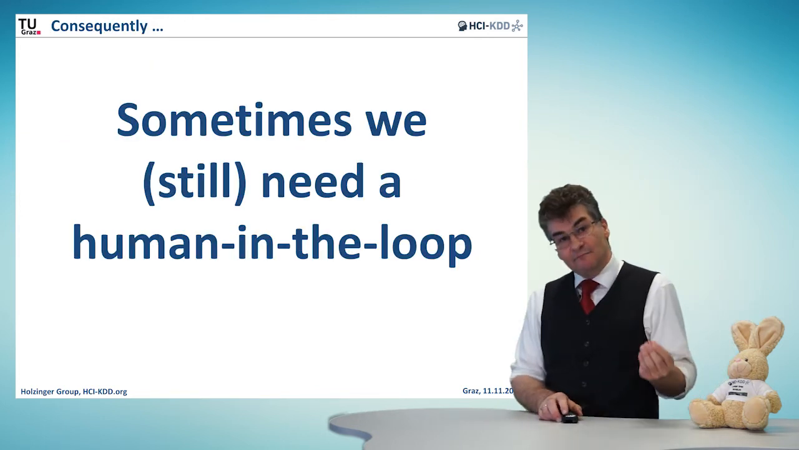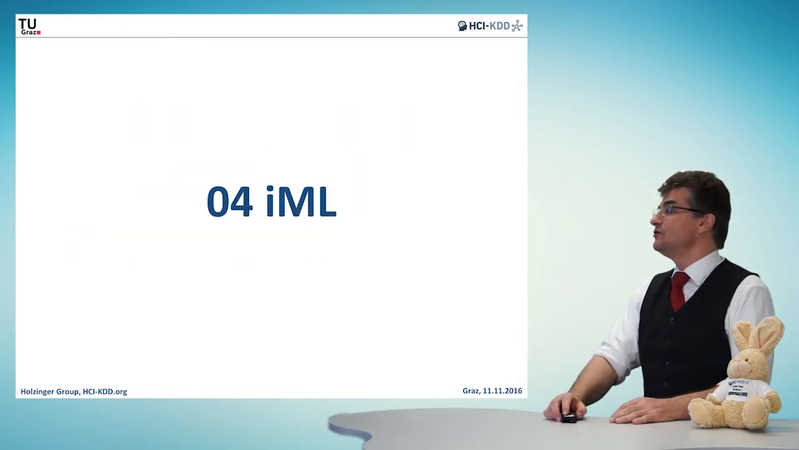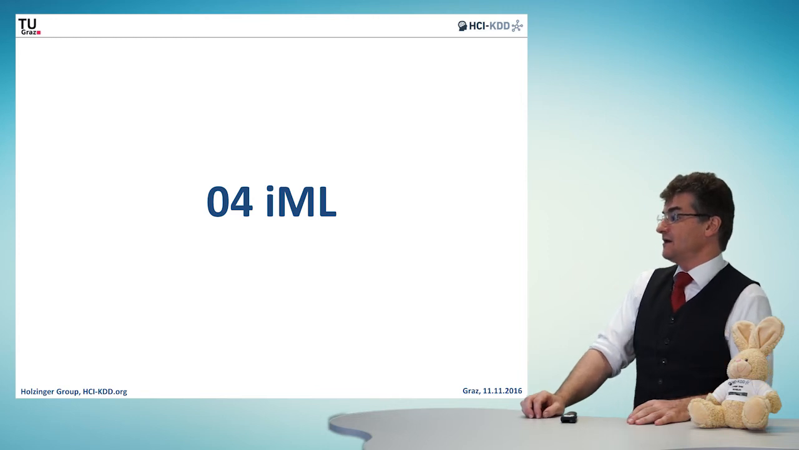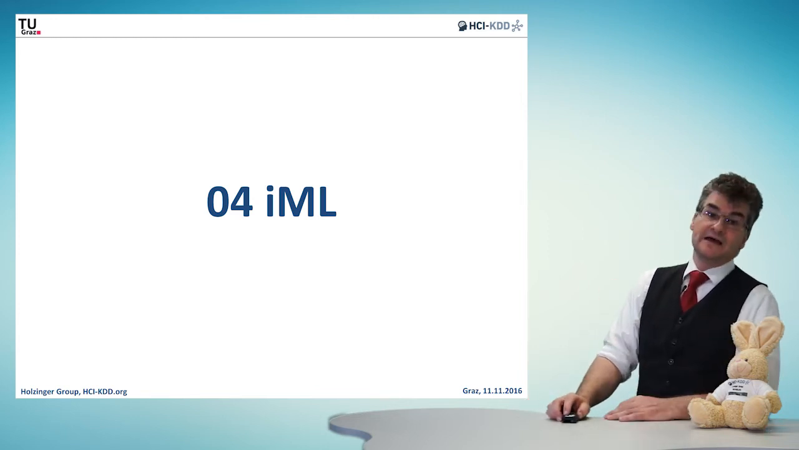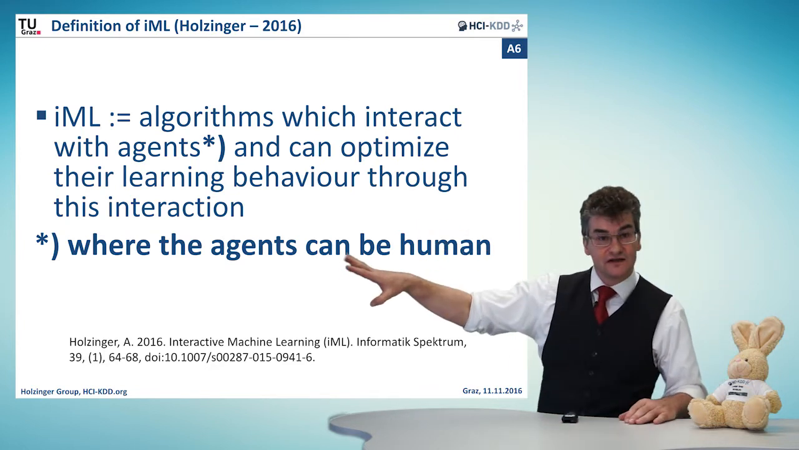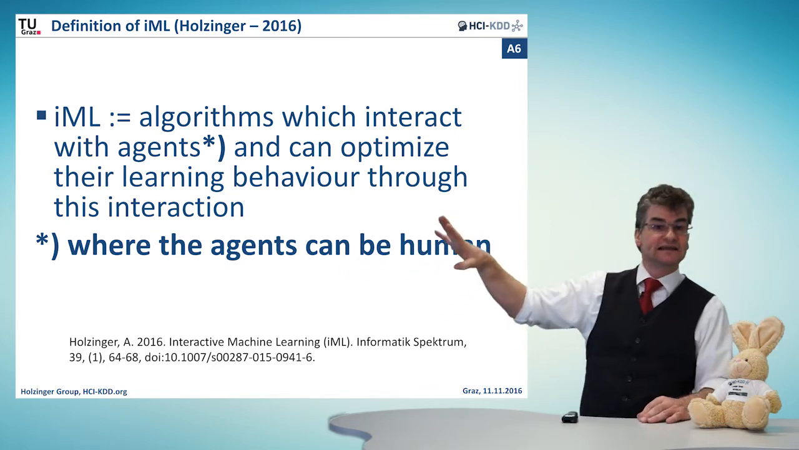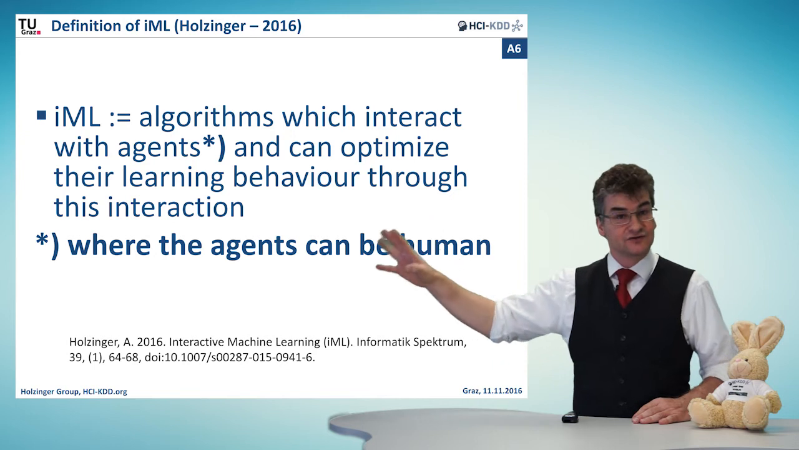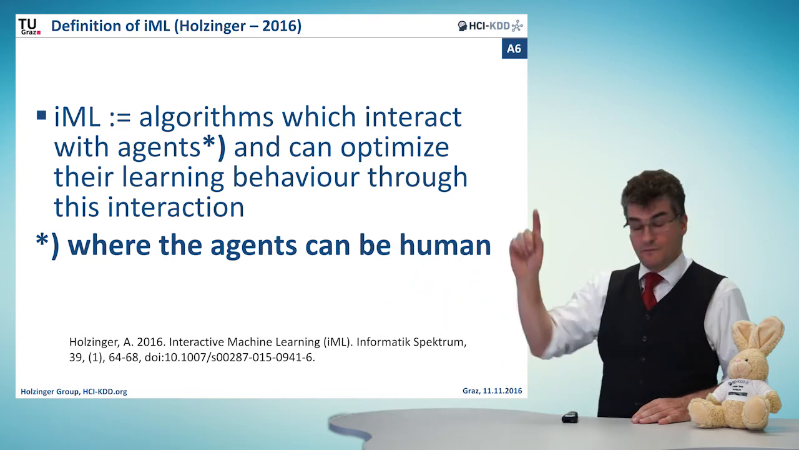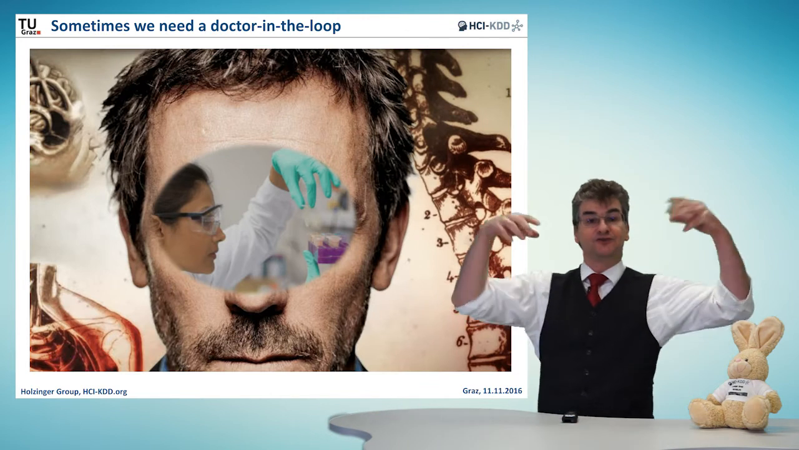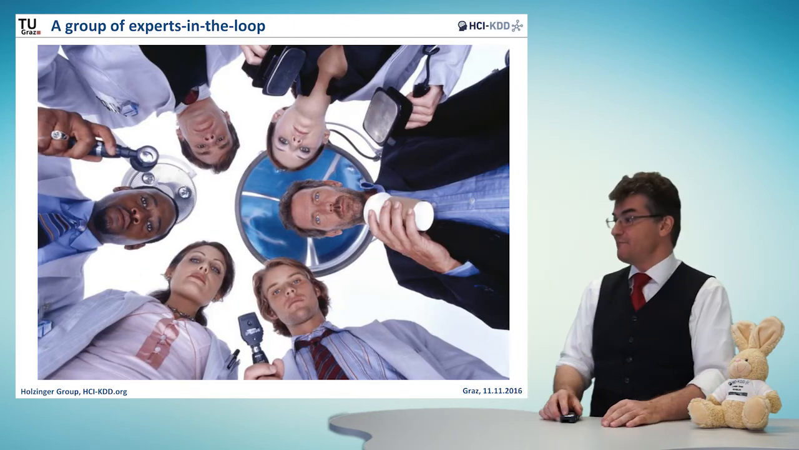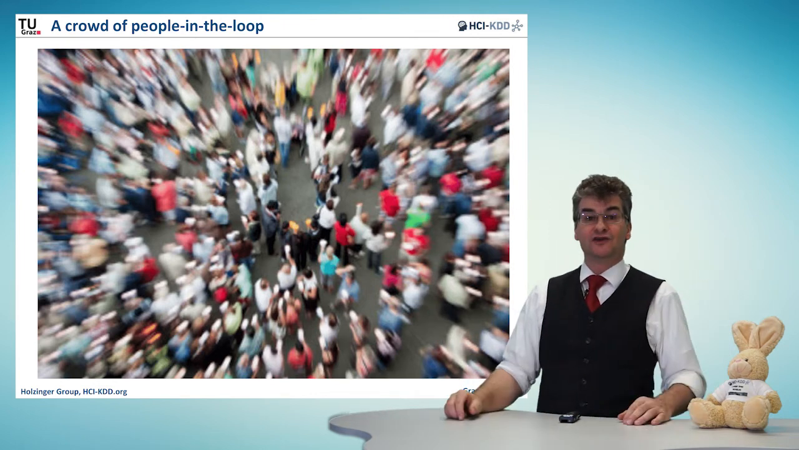And this means that sometimes we still need a human in the loop. And this brings us immediately to our baby, where we now have international recognition: interactive machine learning. This is the definition: algorithms which interact with agents and can optimize their learning behavior through this interaction. So far, so good. But the agents can also be human, and not only one human, for example a doctor in the loop, or a biologist in the loop, an expert in the loop, also many experts in the loop, many humans in the loop.